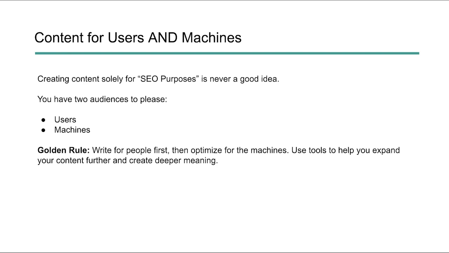So we have to serve two audiences. We have to follow the golden rule and write for people first. Then we optimize for the machines. There's a number of awesome tools out there that you can use to help expand your content further, to create deeper meaning and deeper context, and even add things like structured data, right, that we've talked about a lot here, and building knowledge graphs and all of that really cool techie stuff underneath. But if your content doesn't serve people on the top layer, it's never going to do what you need it to do for the machines as well. So make sure that you write for people first, then you optimize for machines.